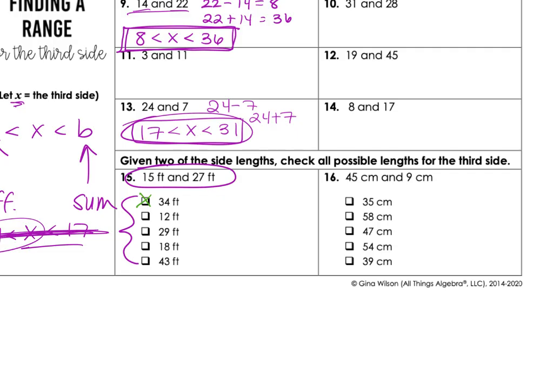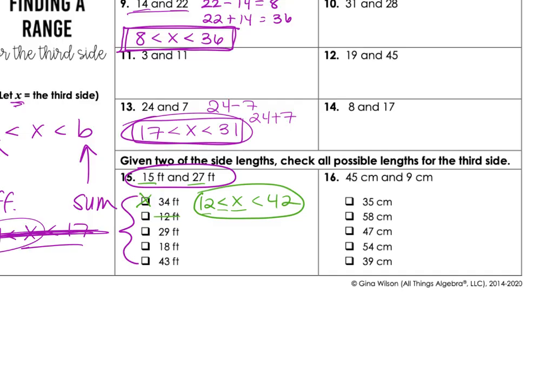Why not 12? 12 is one of your numbers, right? If you subtract these, you get the 12. So if you add them, you get, what is that, 42. So this is your range. It says x has to be greater than 12 or 12 has to be less than x, which means 12 doesn't work. Okay, it's got to be something more than 12.